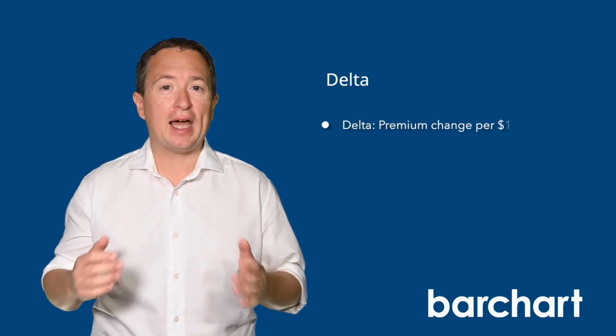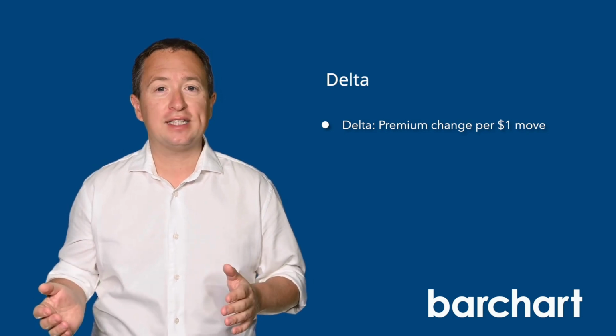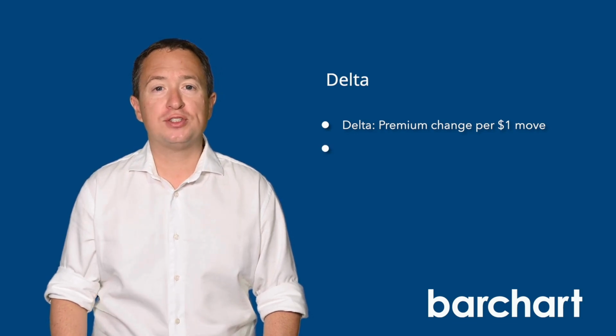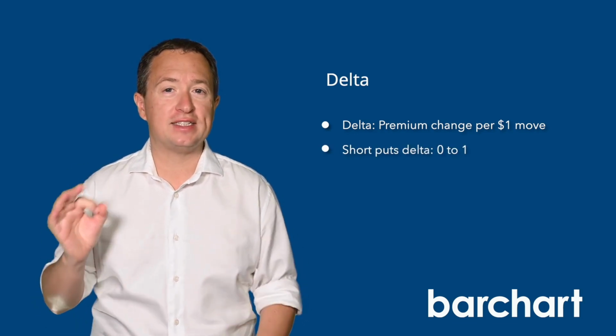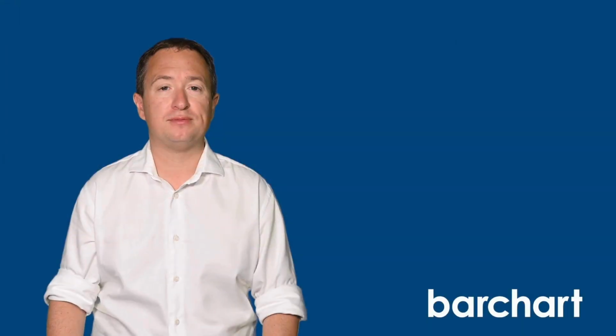Another way to predict if a put option will expire in or out of the money is by using delta. Delta measures how much an option's premium will change if the underlying asset price moves by $1. For short puts, delta is expressed as a 0 to 1. Conservative traders often prefer a delta of 0.3 or lower, which means an approximate 70% chance of the option expiring worthless. Lower risk, however, results in lower premiums.